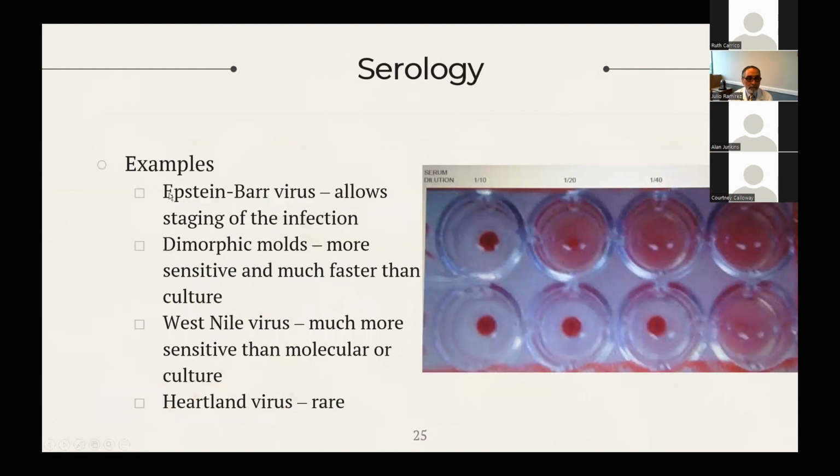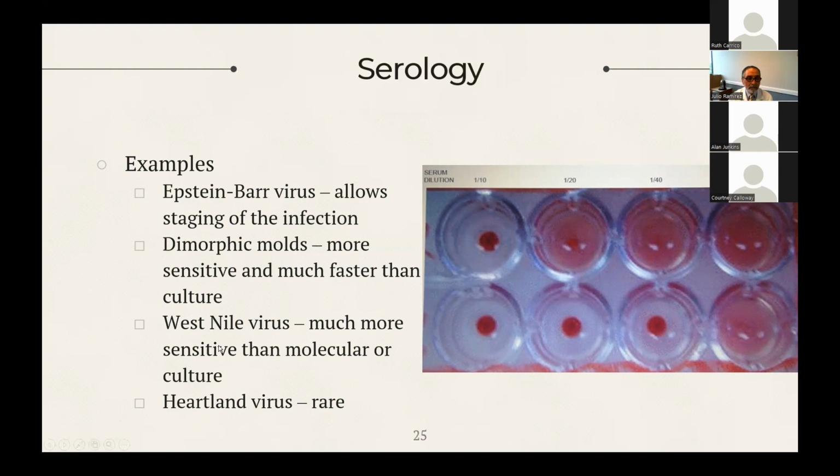So here are some examples. Epstein-Barr virus: we do a lot of serology for Epstein-Barr, and it helps. We can look at different antigens and stage the infection that way. This picture here is complement fixation for the dimorphic molds like histoplasma, which is much more sensitive. And since it's going to take us a month at least to culture that bug, the serology really helps out.